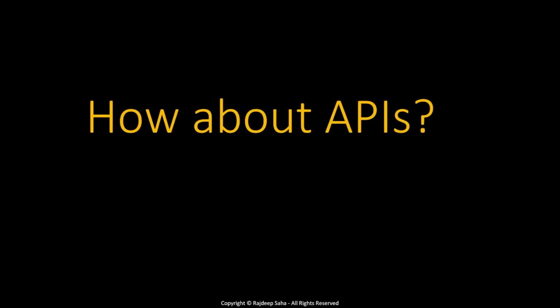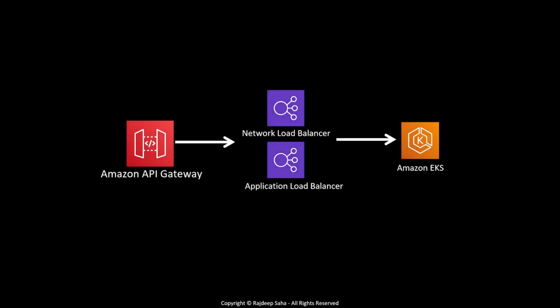Now what about APIs? Because Kubernetes ingress or Kubernetes service doesn't provide all the features of an API. Maybe you want to bring in a Swagger file, maybe you want to have different API methods and other API functionality. So you can use Amazon API Gateway, but one tricky thing to remember is API Gateway does not integrate directly with Amazon EKS. So API Gateway needs to send the traffic to a load balancer, either network or application load balancer, and then they will send the traffic to Amazon EKS.